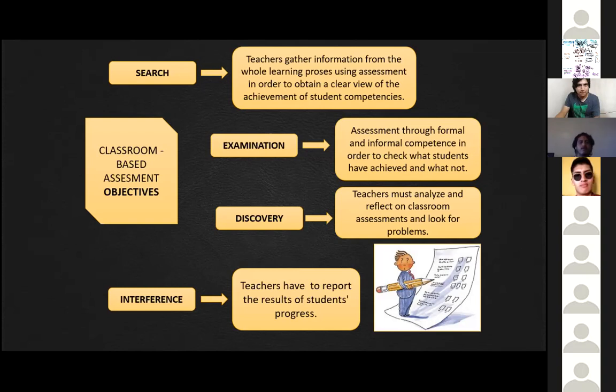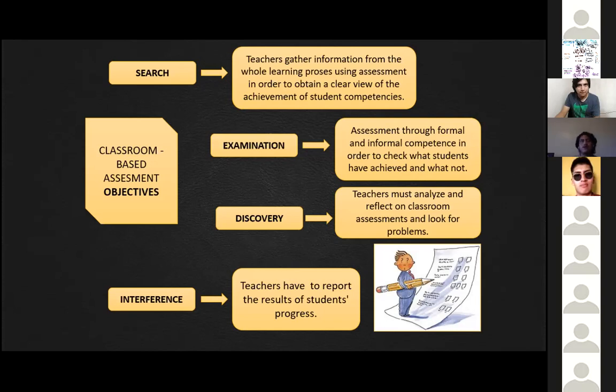Next, discovery, which is to search and find things. Examination means to try to obtain information in terms of numbers about the students' learning process. Finally, interference.